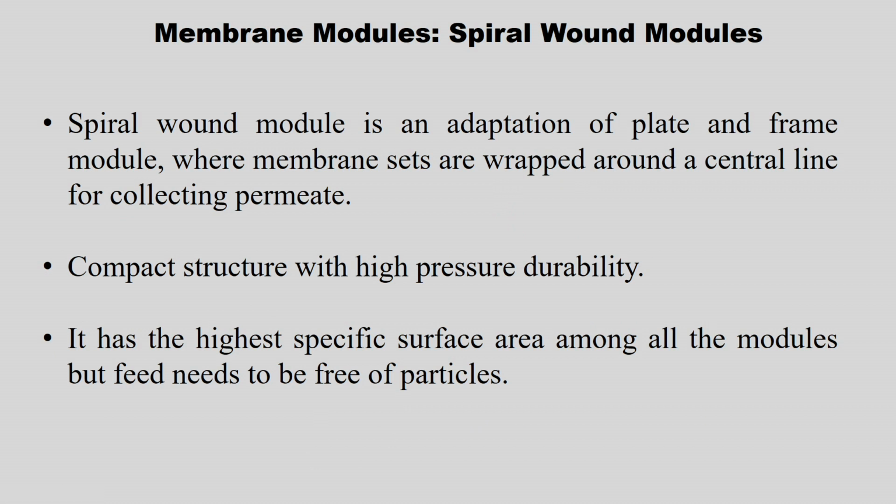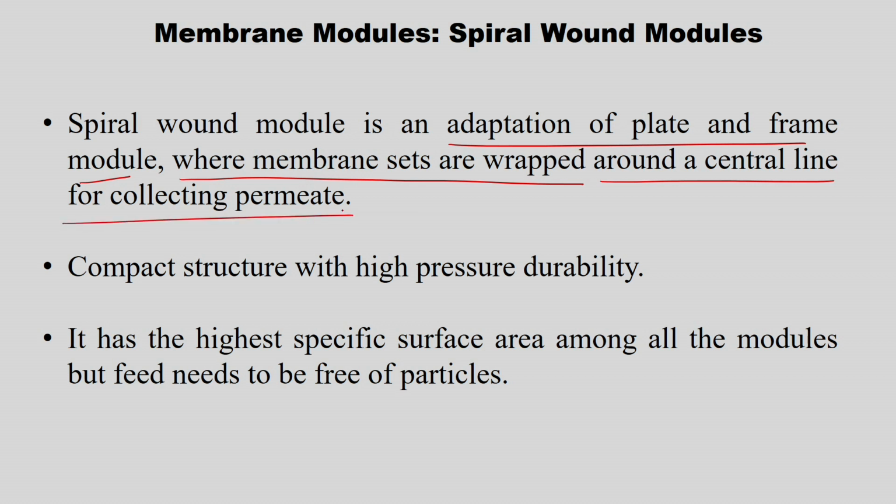And the spiral wound module is an adaptation of the plate and frame module, where membrane sets are wrapped around the central line. So, instead of keeping two membranes with feed sides facing each other, here we wrap the membrane around the central line.